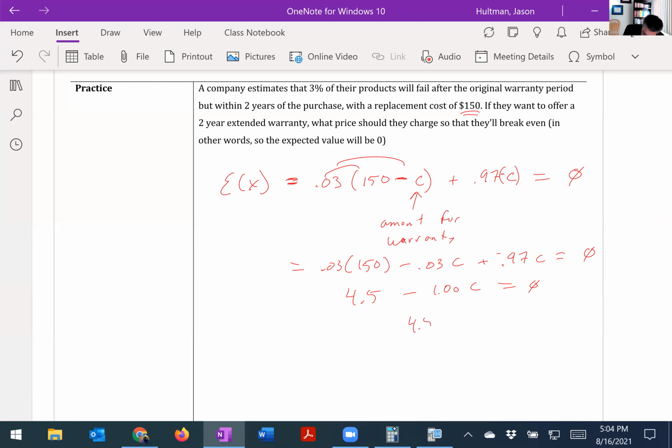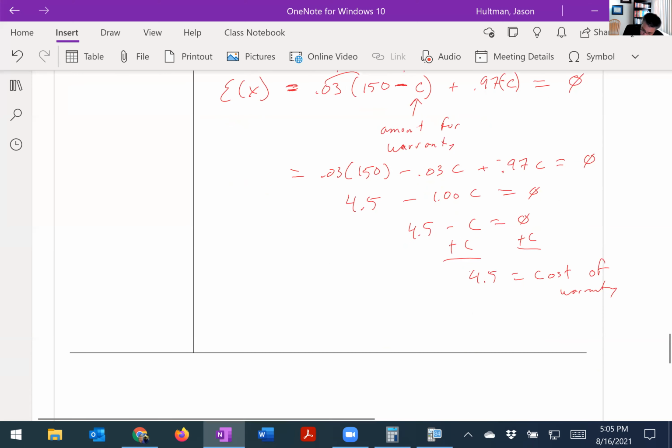So this is 4.5 minus C is equal to 0. Okay, I could add C to both sides of the equation, and I get 4.5 is equal to C. So that would be the cost of the warranty. Okay, cost of the warranty is 4.5. I'm going to put a 0 and a dollar sign, so it's $4.50.